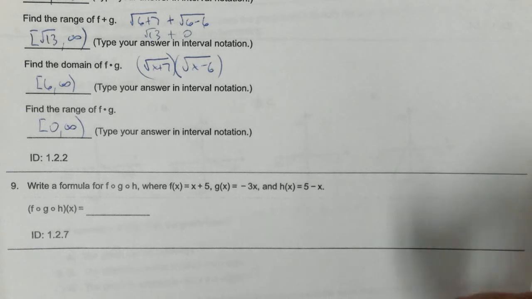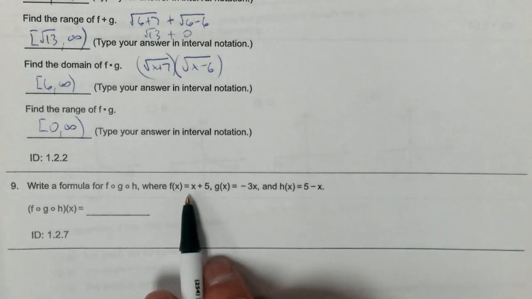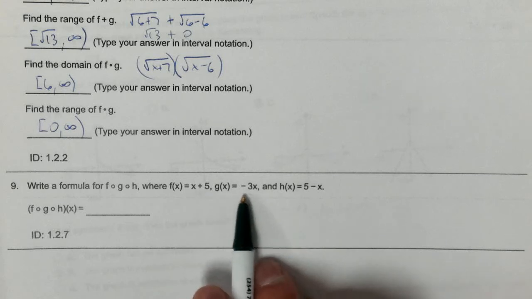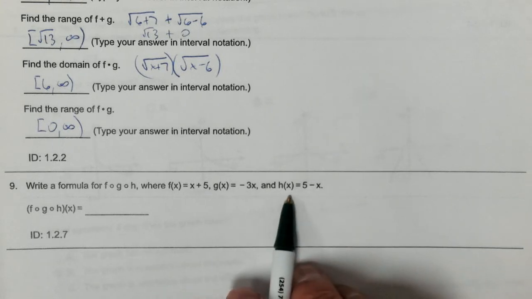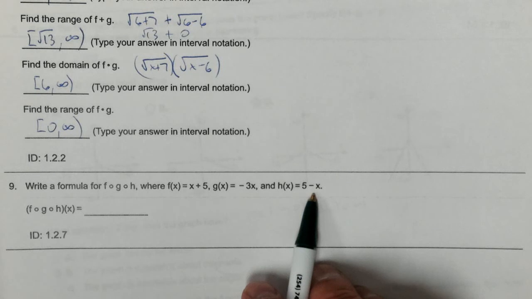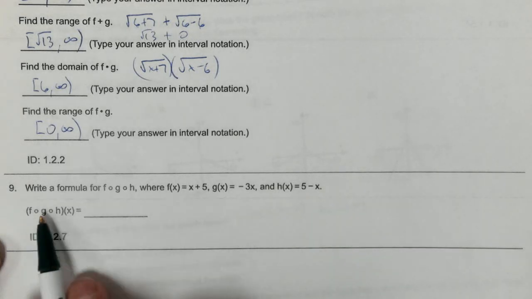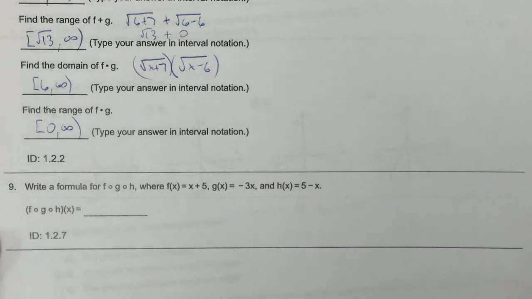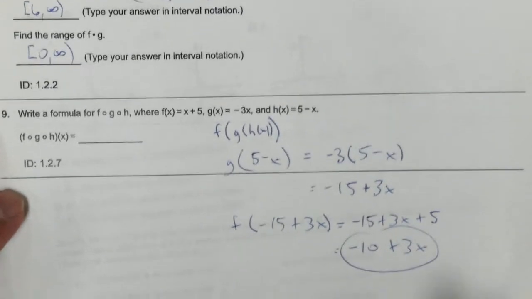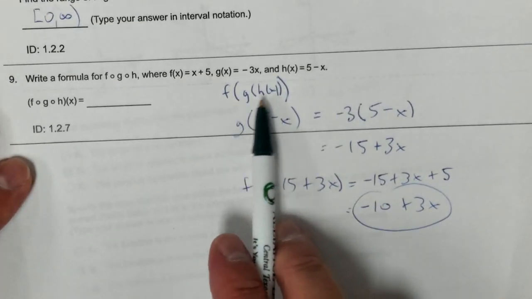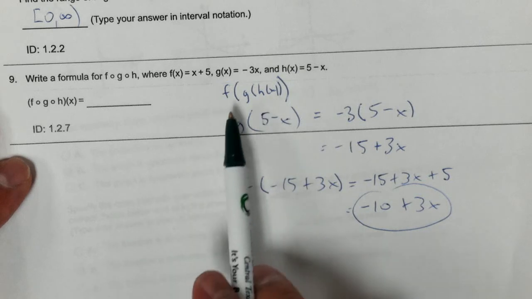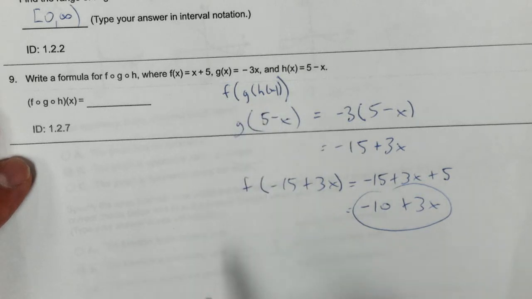Okay, so then our next one has f of x equal x plus 5, g of x is negative 3x, h of x is 5 minus x. And we want f of g of h. So for this one, we are doing f of g of x, f of g of h of x.